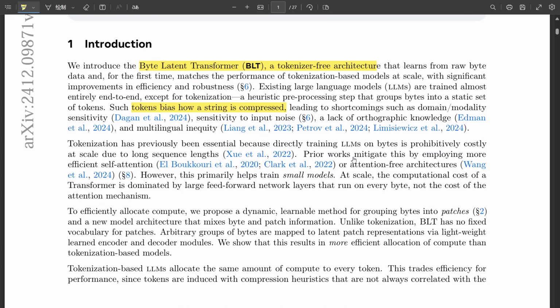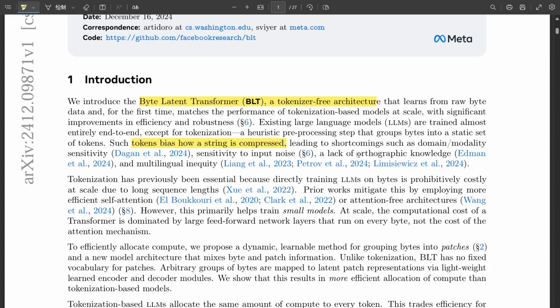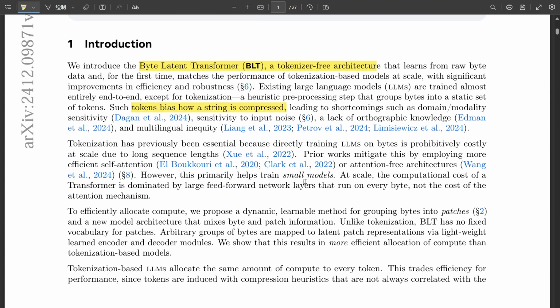So how is it approaching things differently? BLT ditches that whole tokenization thing entirely, and it goes right to the source, the raw bytes. It's almost like giving AI the ability to read at the level of individual letters and characters, just like we do as humans. Wait, so wouldn't that totally overload it with information? Well, that's where BLT gets really smart. Instead of looking at every single byte with the same level of importance, it uses a system called dynamic patching. Sounds kind of complicated, but it's actually pretty cool.